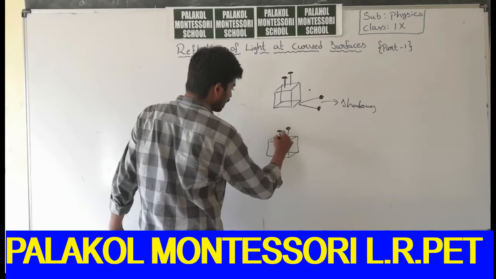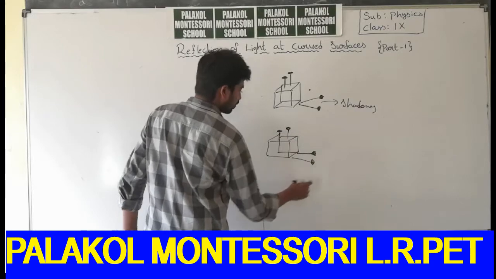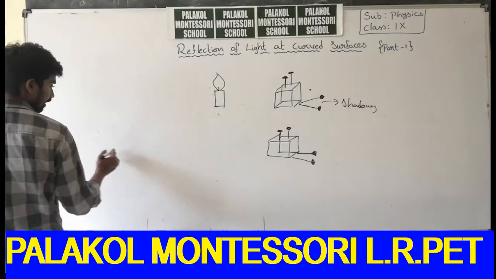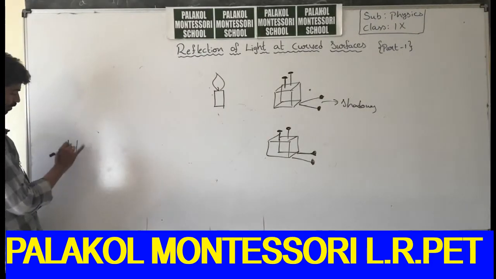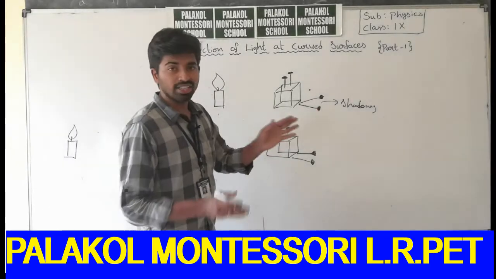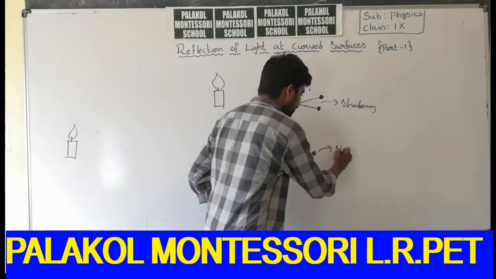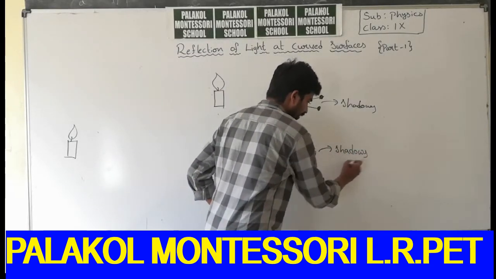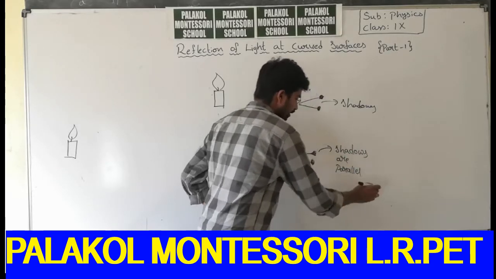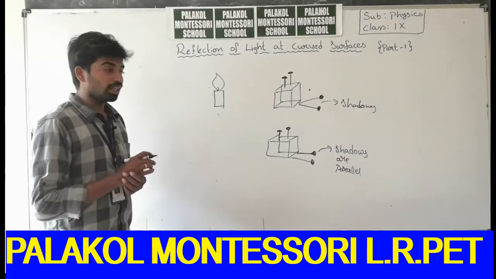Now observe the shadows here. What is your observation? When you keep the candle at a large distance, the shadows look like this. Here the shadows are at some angle, but here the shadows are parallel. What is your conclusion from that?